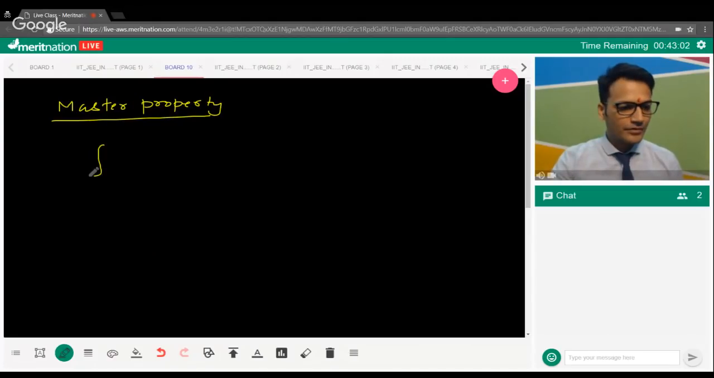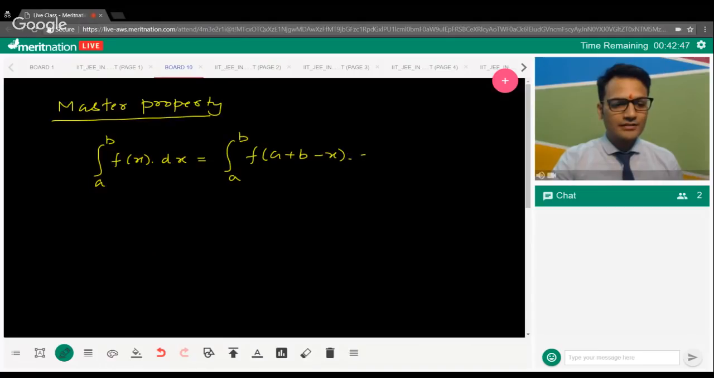So the property is simple. If there is an integration from a to b f(x) dx, then this is also equal to integration from a to b f(a plus b minus x) dx, right? I hope everyone knows about this. It's a simple property to understand as well as to apply, and it's a very, very important property.